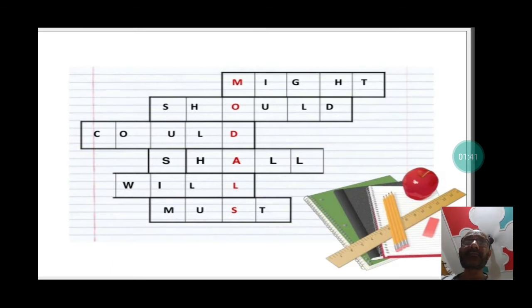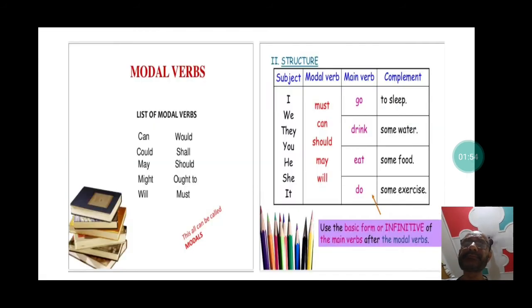Now, might, should, could, shall, will, must, these are all modals. And if they are arranged strategically, they contain the word modal. Now, to have a list of modal verbs: can, could, may, might, will, would, shall, should, ought, must.